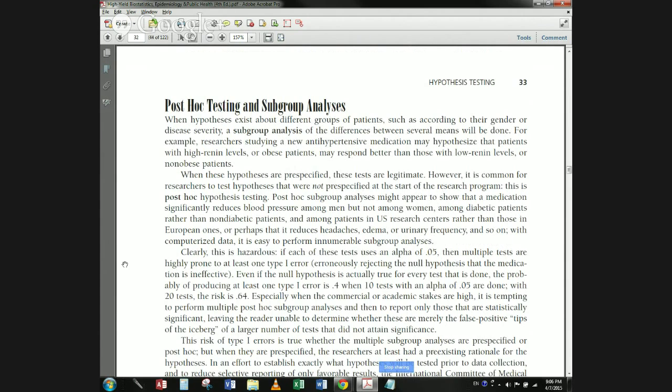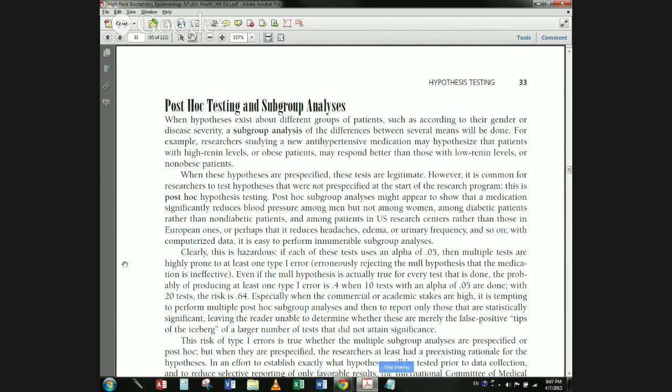Post hoc testing and subgroup analyses. When hypotheses exist about different groups of patients, such as according to their gender or disease severity, a subgroup analysis of the differences between several means will be done. For example, researchers studying a new antihypertensive medication may hypothesize that patients with high renin levels or obese patients may respond better than those with low renin levels or non-obese patients. When these hypotheses are pre-specified, these tests are legitimate.